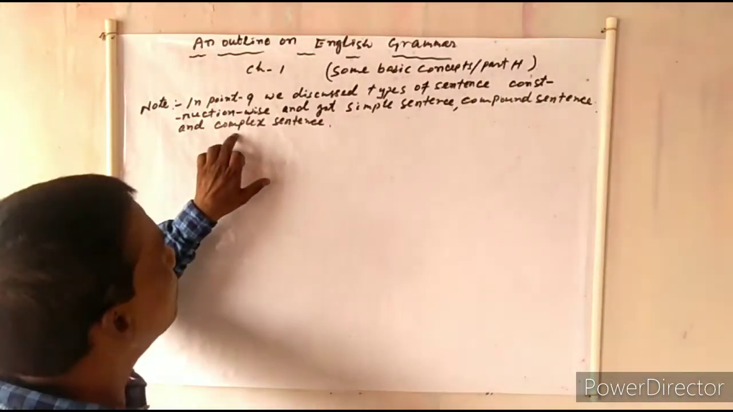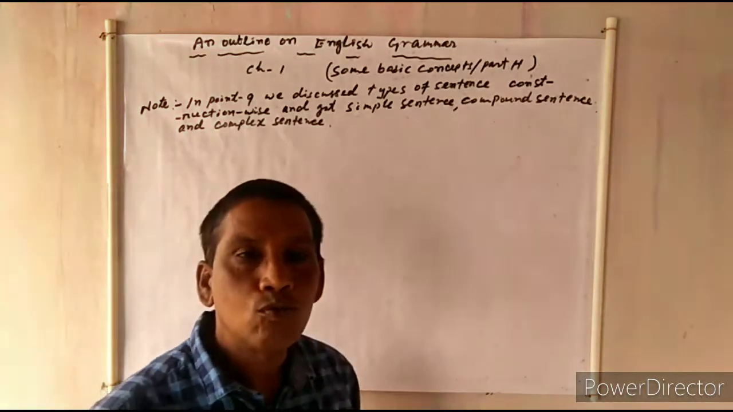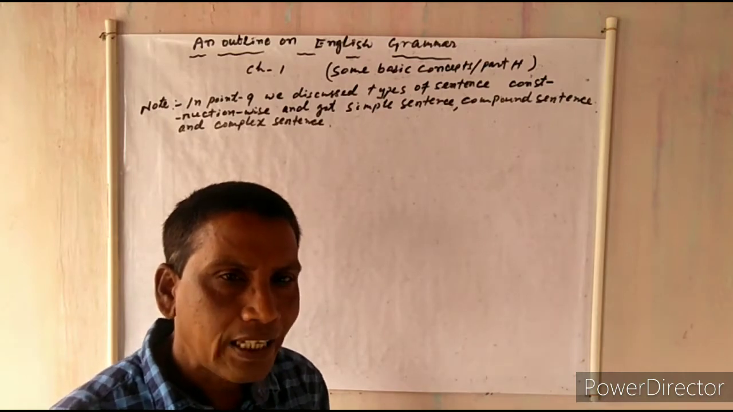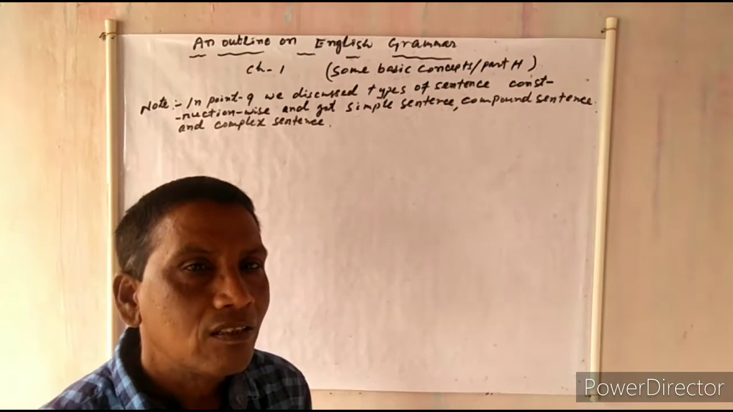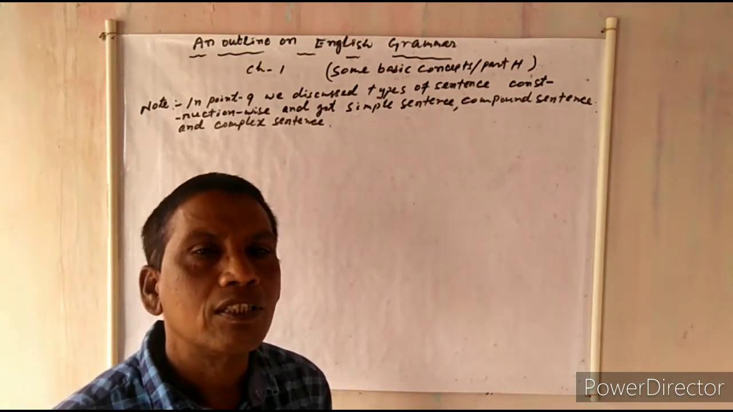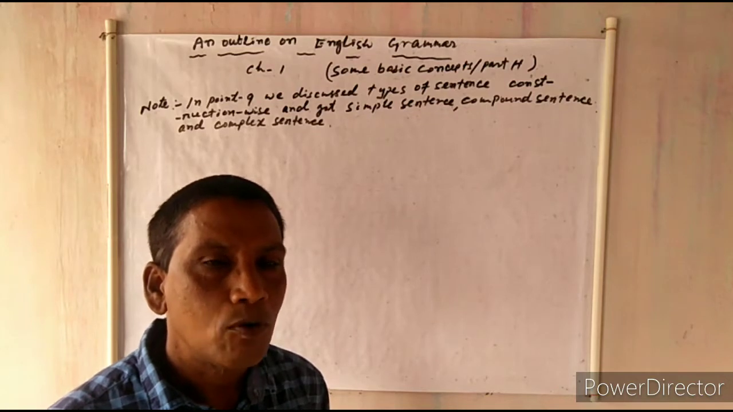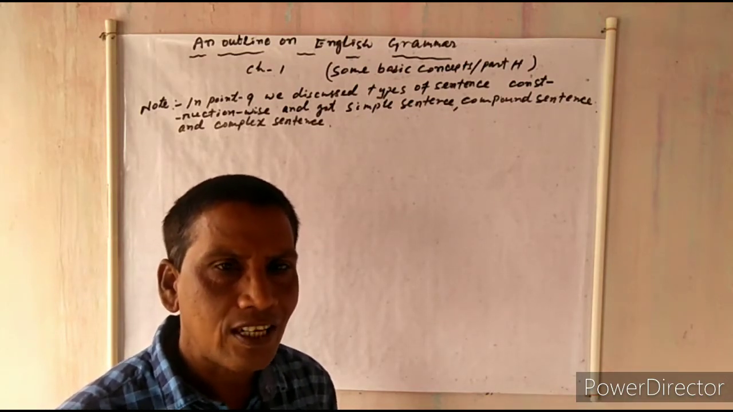Then we got the complex sentence. That is when there is one sentence, and when you pull that sentence, the sentence is pulled in the form of another sentence. That is, suppose I am going to Raipur. This is a sentence. Suppose I want to stretch the sentence.